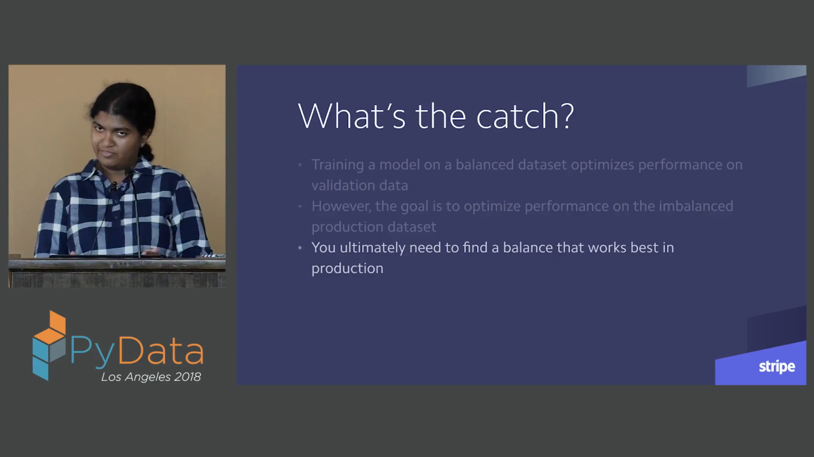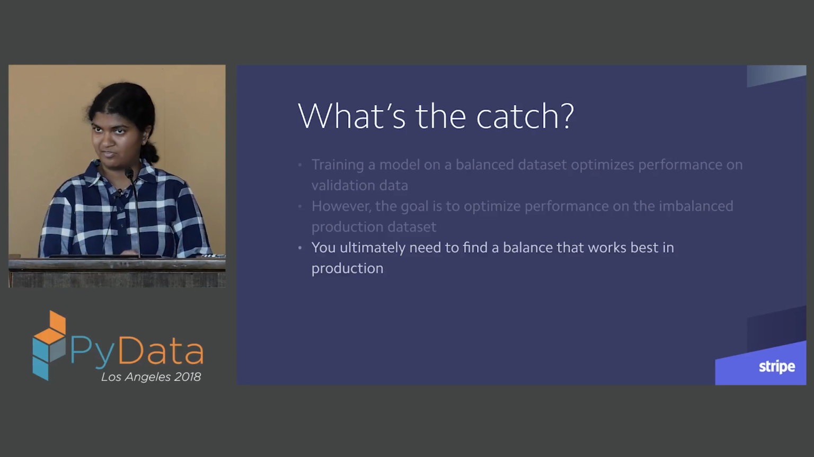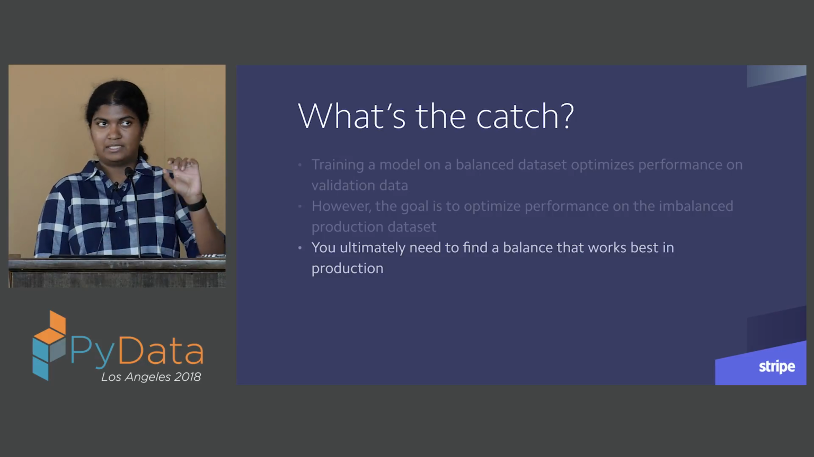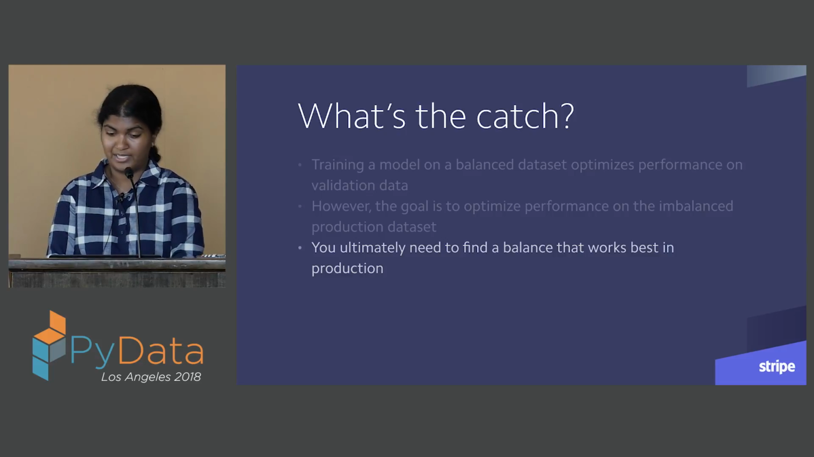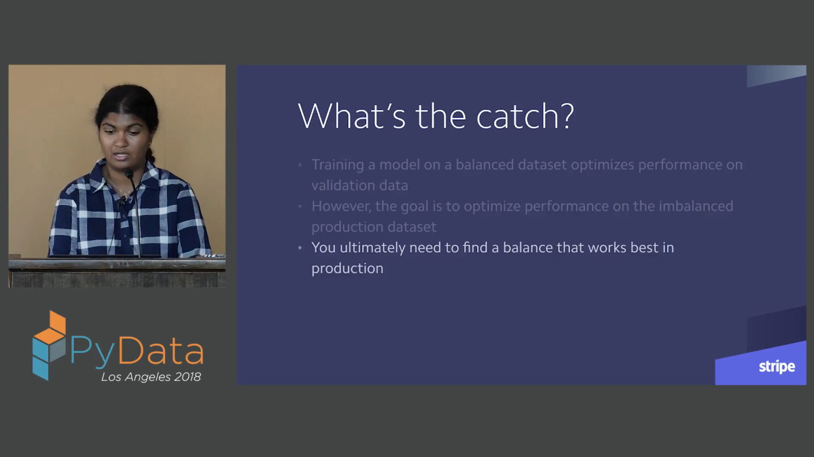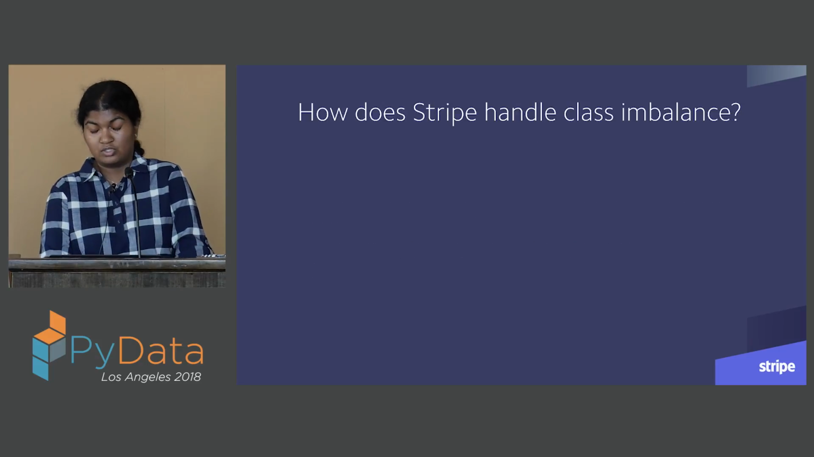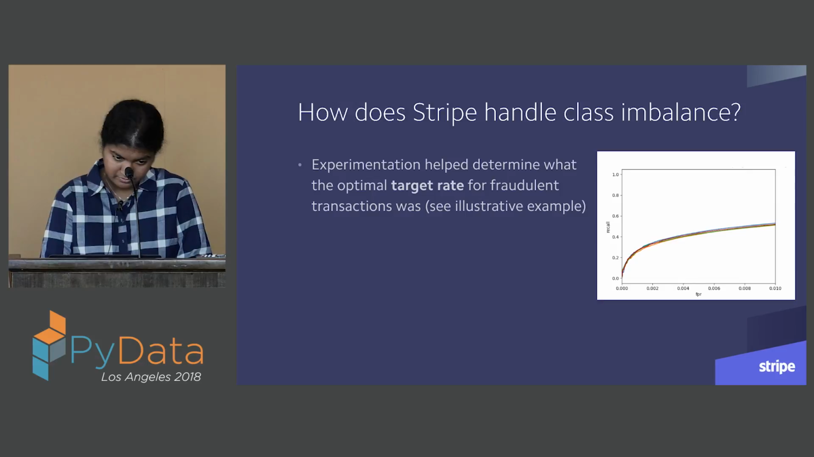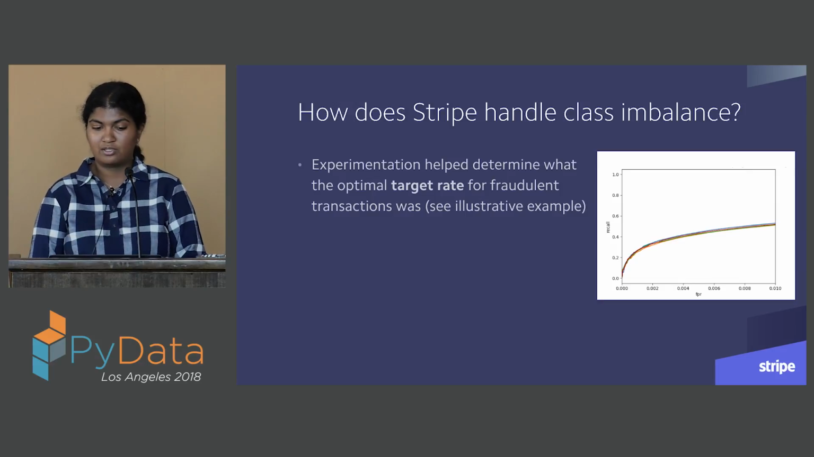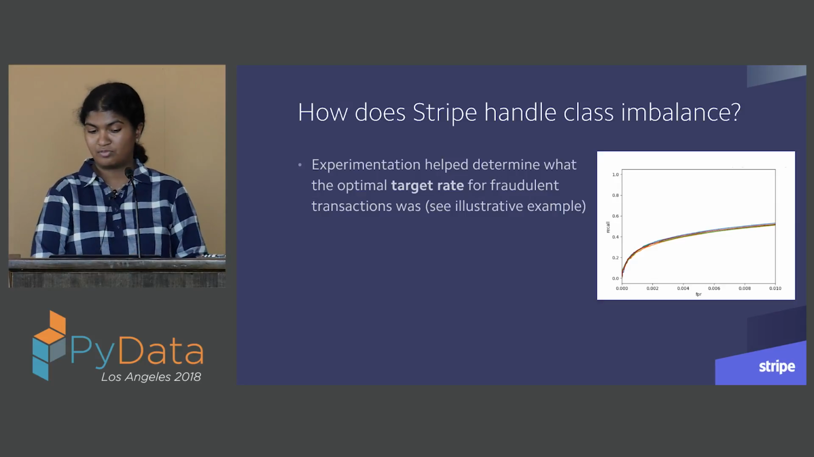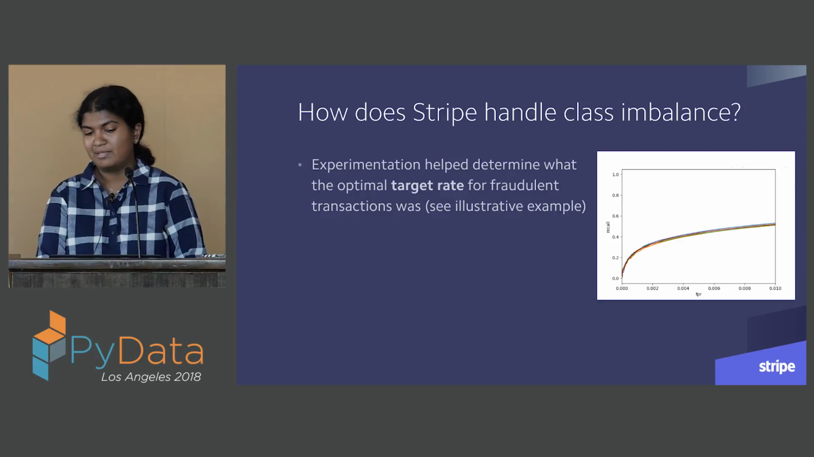What we've generally found to be true is that imbalanced training data does not do the best on either validation or evaluation data, but the class balance that is optimal on production data might not be the most optimal one on validation data. So it's important to make sure you're looking at both. So what did we end up doing? We decided to run a set of experiments to determine the optimal target rate for fraudulent transactions in our training data set. What do I mean by target rate?